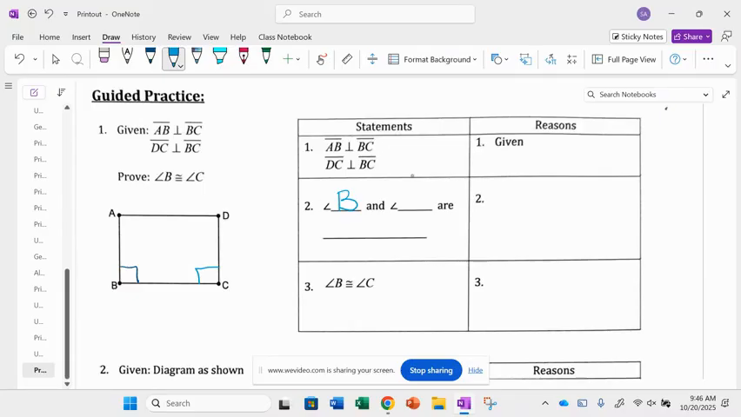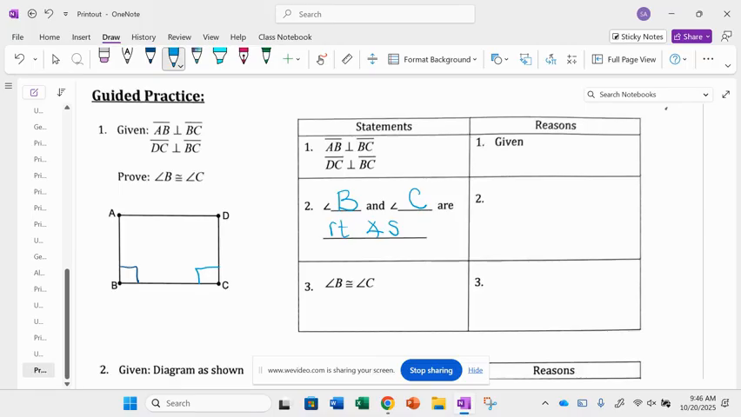So I'm going to say angle B and angle C are right angles. And if the two statements have the same reason, just like we did in number 2, we're allowed to put them in the same statement. So just like we said, angle B is a right angle and angle C is a right angle, we put them together because it's for the same reason.